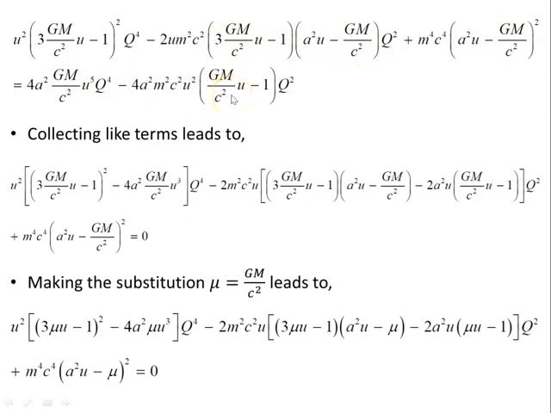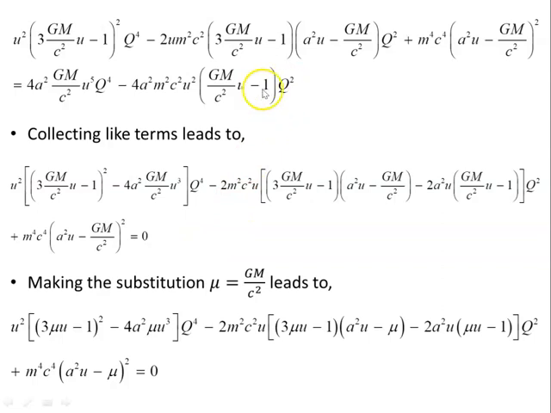As you can see, it'll be easy if I make a substitution for the GM on c squared, which I'll do. Now, what we need to do, we've set the equation here equal. We need to collect like terms. We've got a q to the power of 4 on the left, q to the power of 4 on the right. I've got a q squared on the left and a q squared on the right. Can we collect them all together as a single equation? So bring everything over to one side. So let's do that.